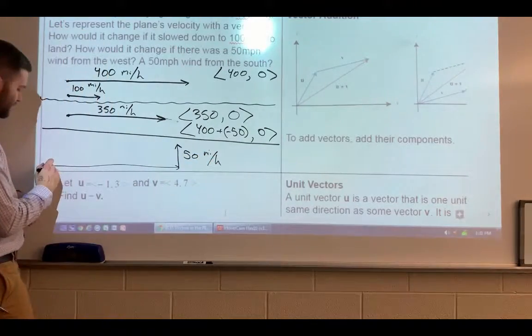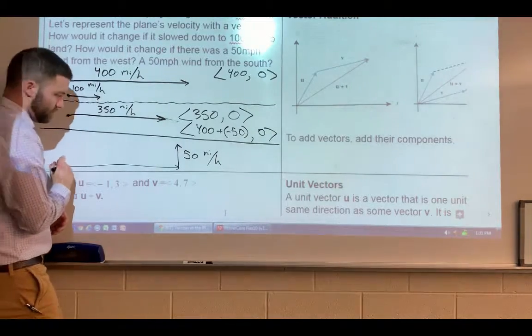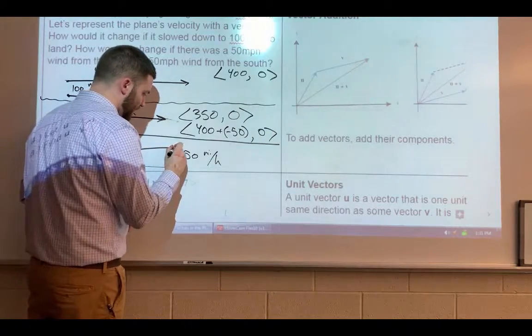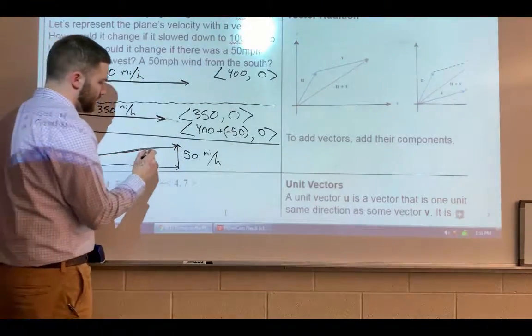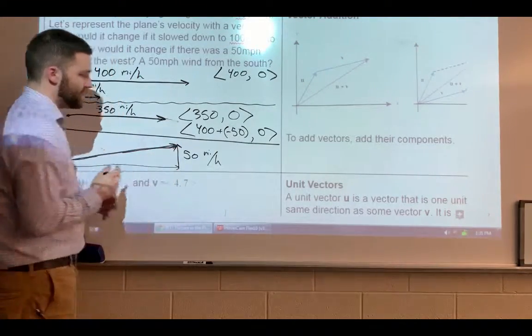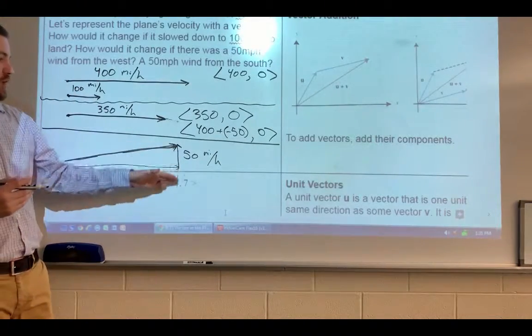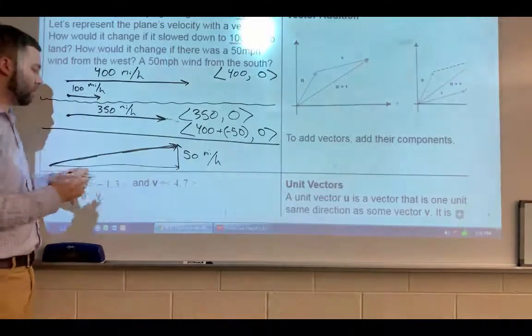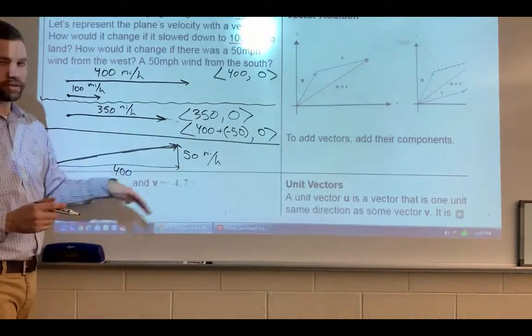So what's going to end up happening is the plane's actual path, like we talked about in the first example, is going to be at somewhat of an angle, and it's going to be represented by this vector right here. That vector is not going to be exactly 400 miles per hour. It's going to change because the wind is pushing on it. So the horizontal component would be 400. The vertical component, though, would be 50.